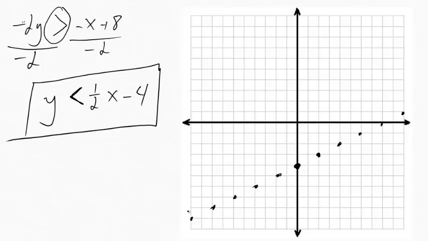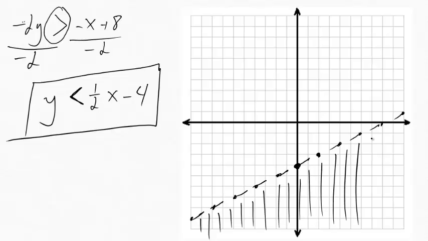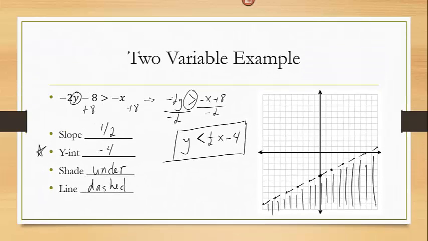And now, since our line is dashed, we're just going to dash our line. So pretty much, just don't make it a solid line. And now, since it's less than, we need to shade underneath the line. And there you have it. There is our solved two-variable example of an inequality.